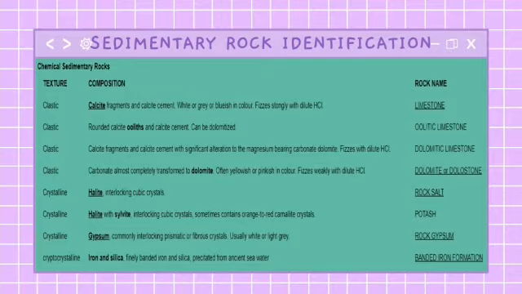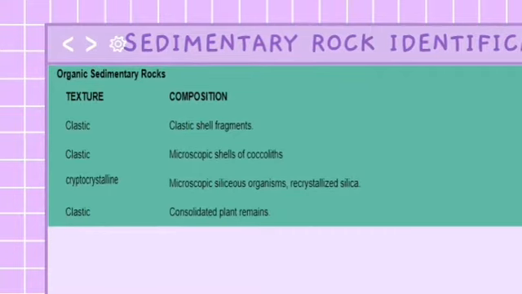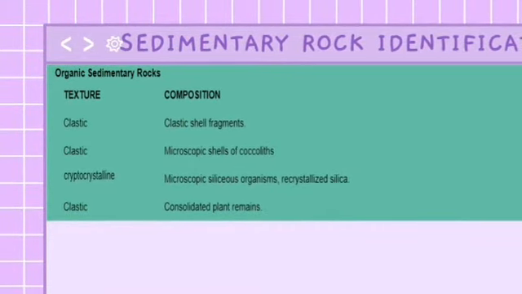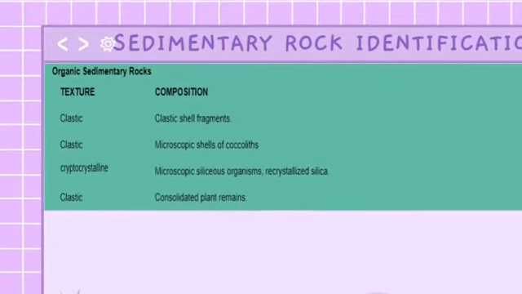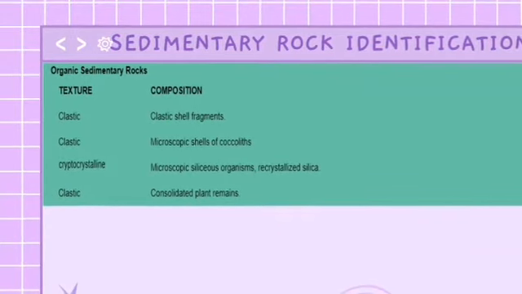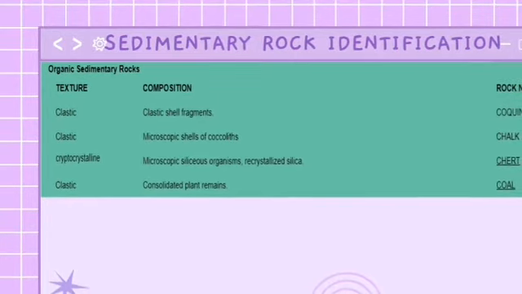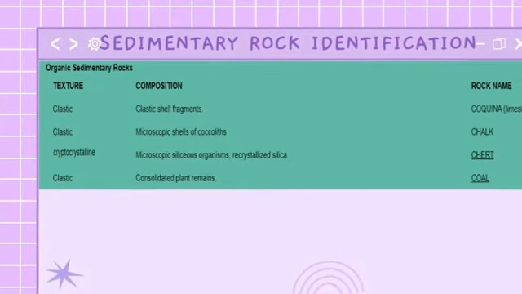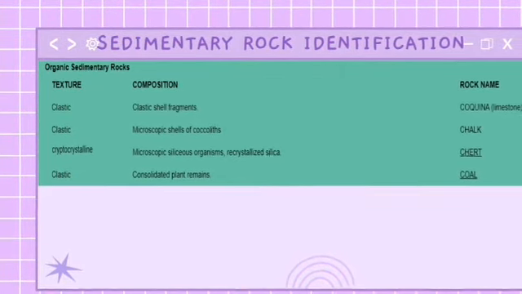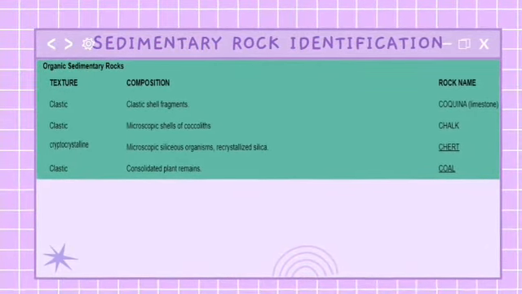And the rest here. Same with organic sedimentary rocks, the basis is texture and composition. If the texture is clastic and the composition is clastic shell fragments, the rock name is coquina. If the texture is clastic and the composition is microscopic shells of coccoliths, the rock name would be chalk. If the texture is cryptocrystalline and the composition is microscopic siliceous organisms and recrystallized silica, the rock name would be chert. And if the texture is clastic and the composition is consolidated plant remains, the rock name would be coal.